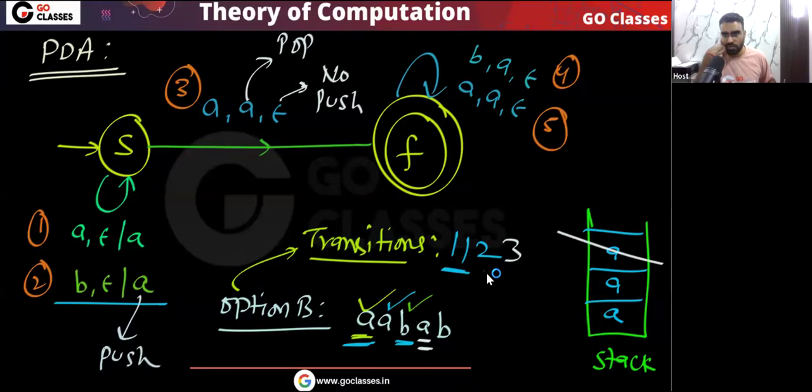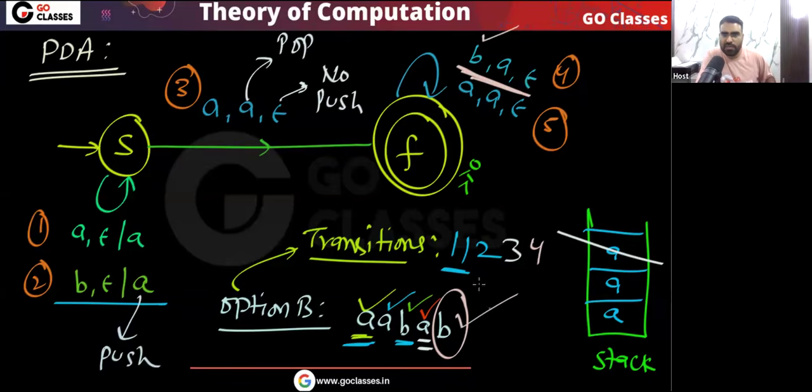Now after that, what can I do? Now I am in the final state. Yes or no? Now I'm here. But the string has not ended. I have to read this symbol B also. I have to consume this symbol B also. So for this symbol B, what will I do? I can take transition 4. In transition 4, what will happen? I will read symbol B. This symbol B I will read.